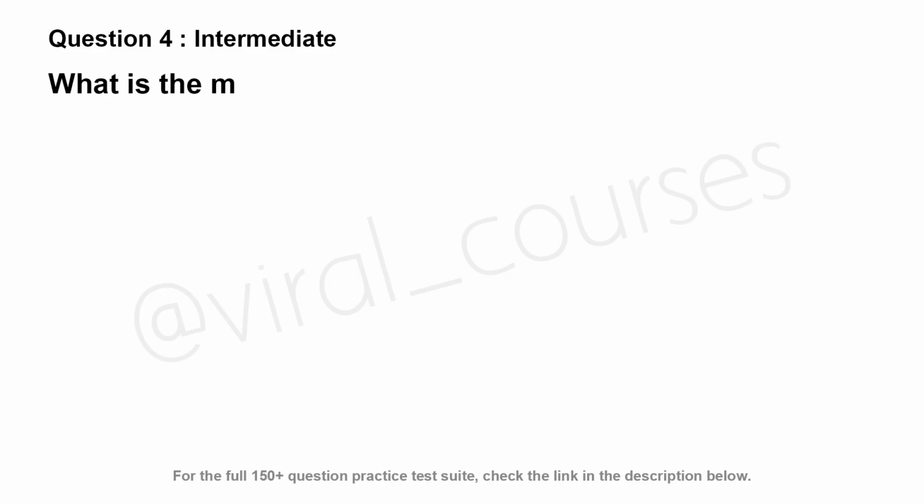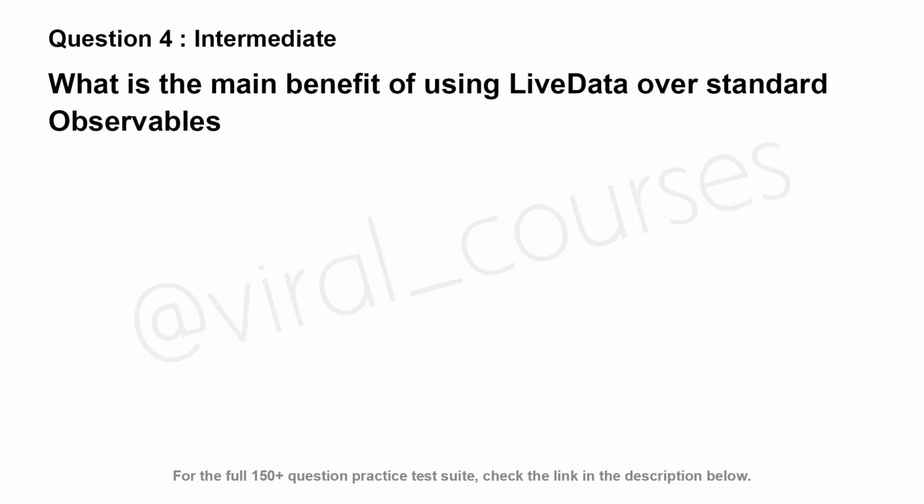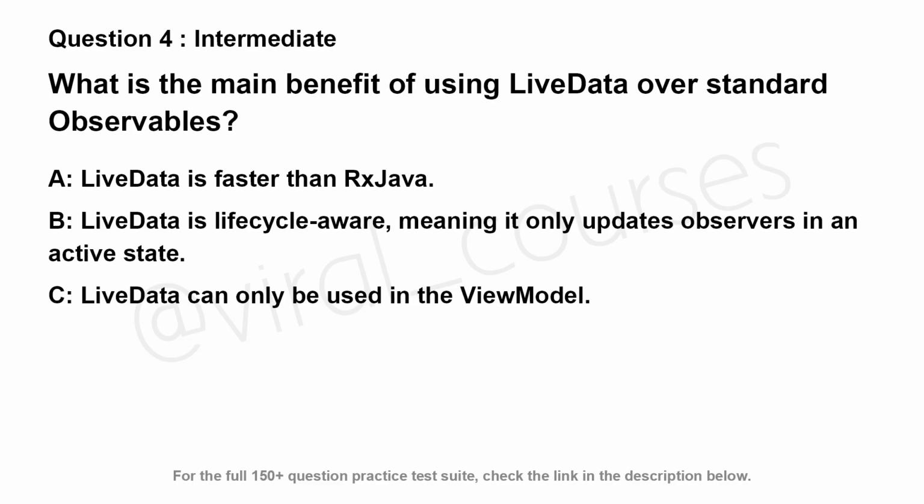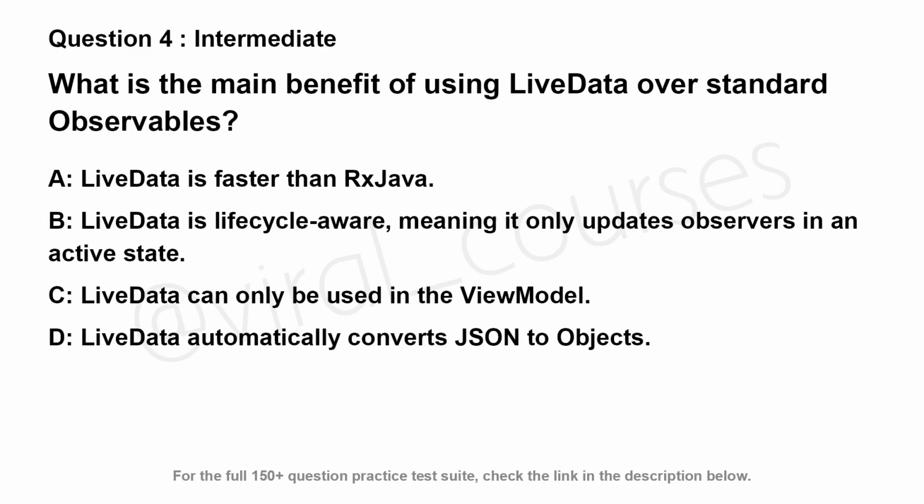What is the main benefit of using LiveData over standard observables? Option A, LiveData is faster than RxJava. Option B, LiveData is lifecycle aware, meaning it only updates observers in an active state. Option C, LiveData can only be used in the ViewModel. Option D, LiveData automatically converts JSON to objects.